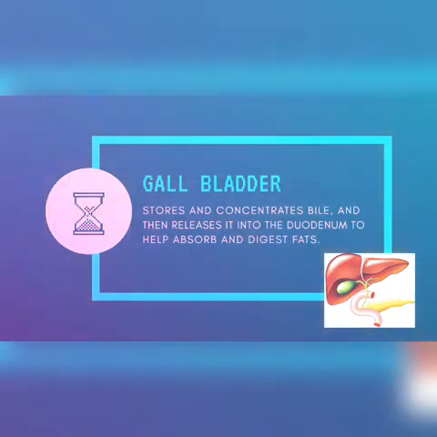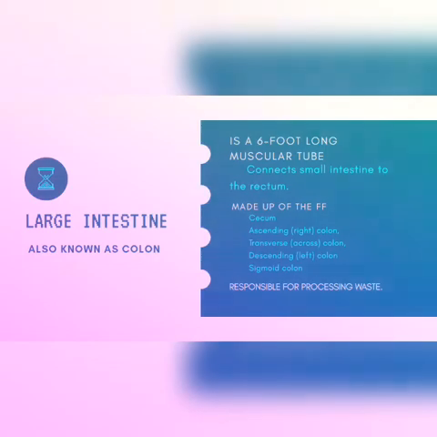So the next one is the colon, or the large intestine. It is a 6-foot long muscular tube that connects the small intestine to the rectum. The large intestine is made up of the cecum, the ascending right colon, the transverse across colon, the descending left colon, and the sigmoid colon, which connects to the rectum. The appendix is a small tube attached to the cecum.